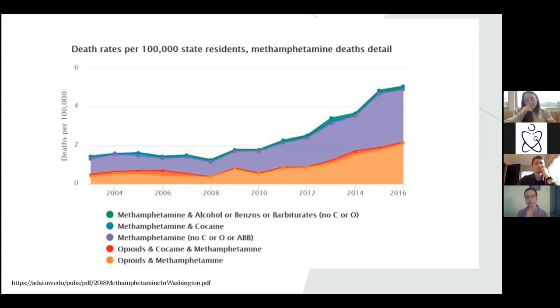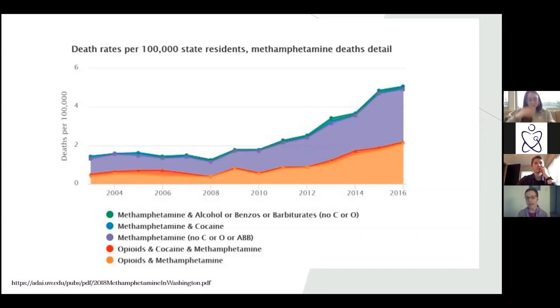But if you look at this graph, it shows all deaths in Washington state that were primarily attributed to methamphetamine. The purple is deaths that had just methamphetamine involved. The orange is deaths that had both opioids and methamphetamine. The takeaway here is that a lot of deaths do involve both, and you don't necessarily know which was the driver of the fatal overdose. And what that means is that it's really important to give people naloxone.